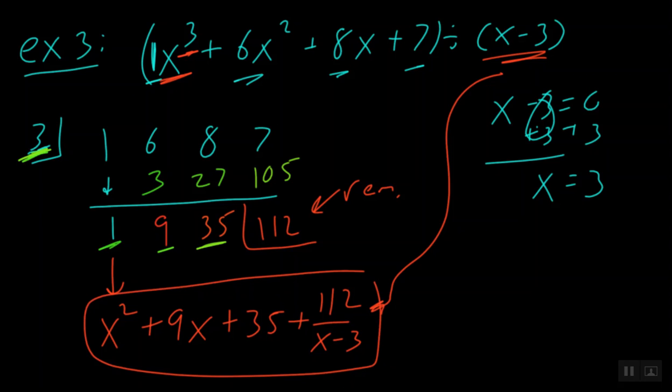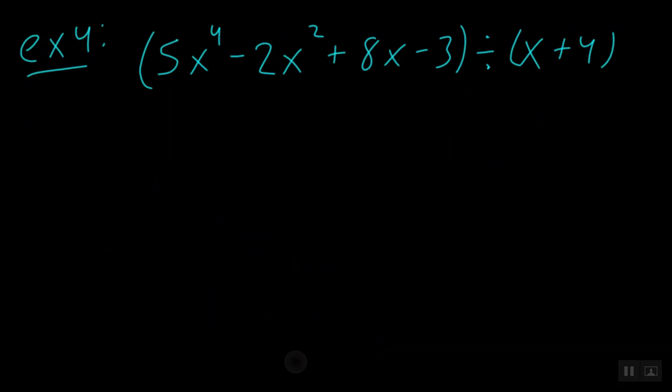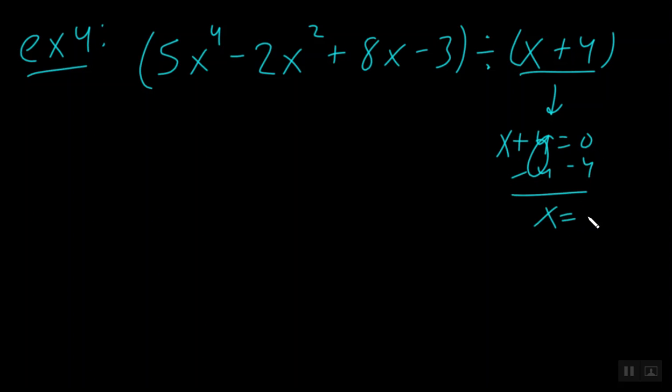Let's move on to a fourth degree polynomial. Okay, here we have something that would actually take y'all quite some time. We have 5x to the fourth minus 2x squared plus 8x minus 3. Now notice, in order to find x, I have to set x plus 4 equal to 0. I will subtract 4 from both sides, and I get x that we want to use is equal to negative 4. Alright, so we'll write negative 4 in our reverse long division box, and I'll write my coefficients.